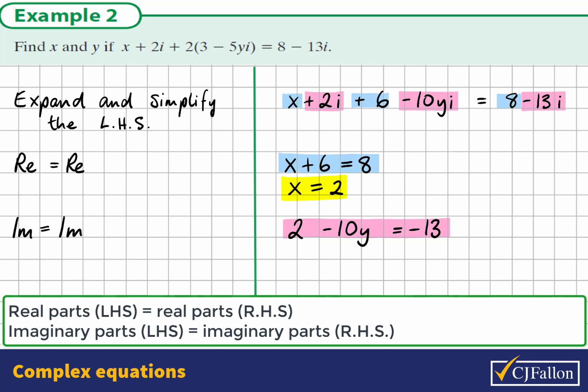If that's true, what we might do is add 10y and add 13 to both sides of the equation, giving that 15 is equal to 10y, and dividing across both sides by 10, that gives us that y is equal to 1.5 or 3 over 2. So we solved the complex equation using the rule that the real parts must equal the real parts and the imaginary parts equal the imaginary parts.